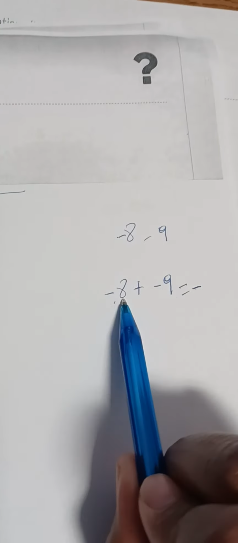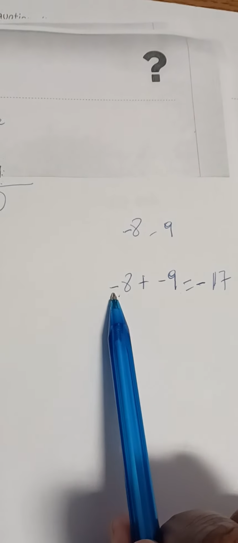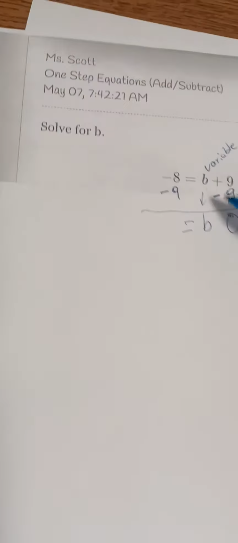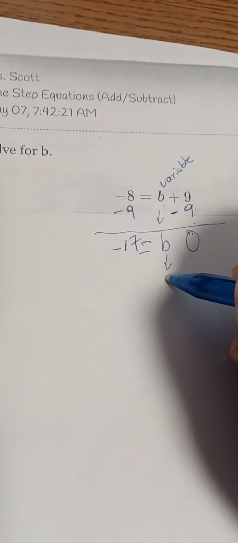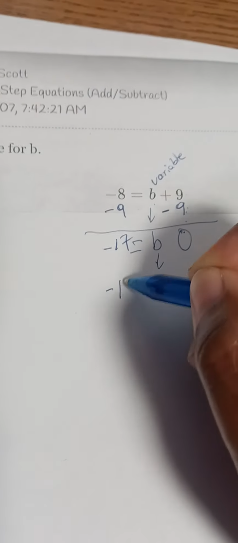When you're adding two negative numbers, we keep the sign and we add the digits. 8 plus 9 is 17. Again, when we add two negative numbers, we keep the sign and add the digits. So negative 8 and negative 9 is equal to negative 17. So our B is equal to negative 17.